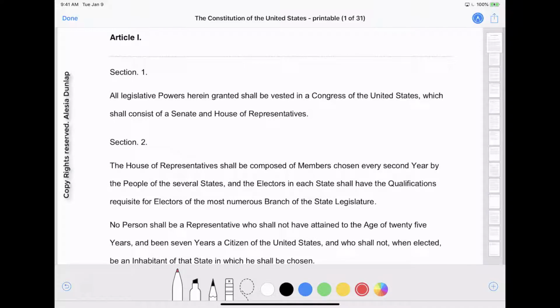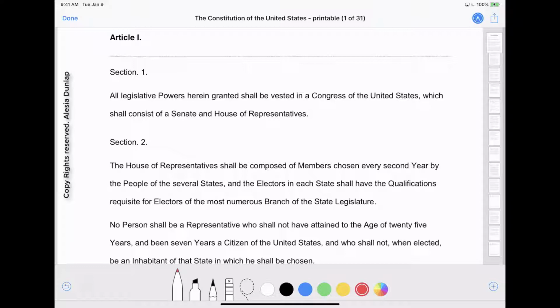In our previous lesson, we focused mainly on the preamble. So now we're going to move on to Article 1. Let's get started. Starting in Section 1, this article outlines the powers of the legislative branch.